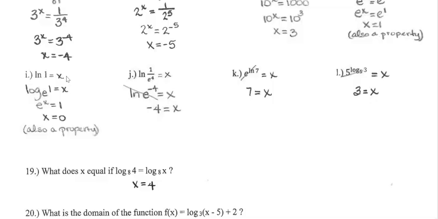All right, the next one, we've got ln 1. So I'll set that equal to my unknown x. And so ln is the same thing as log base e. So replace ln with log base e and switch it to its exponential form. So that would be e to the x is equal to 1.